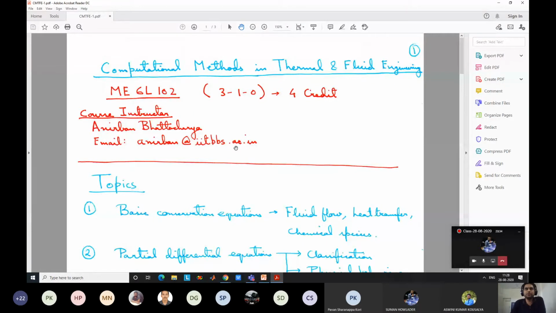You will just go through the motions of CFD, but you will not gain any practical experience. Okay. So as I said, my name is Anirban Bhattacharya. This is my email ID. If any issue is there, you can send me an email. And if you don't get a reply, you can send me a reminder in case I am busy.